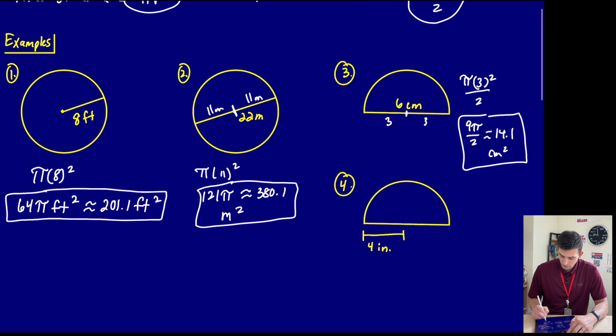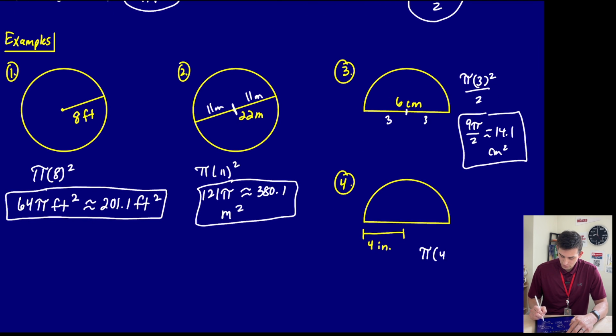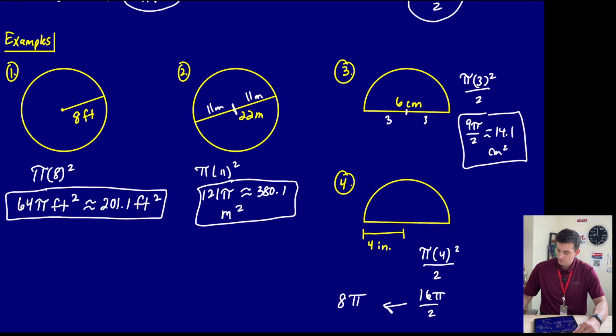So now we can do pi times 4 squared and then divide that by 2. So 4 squared would be 4 times 4, which is 16. So this comes out to 16 pi over 2. We'll go back this way here, and that would be 8 pi. So 8 pi would be our answer in terms of pi, which would be our exact answer.